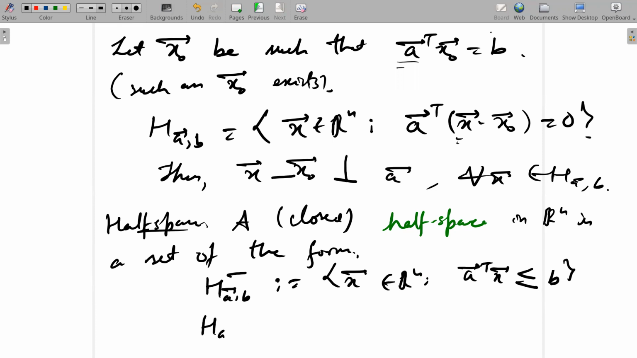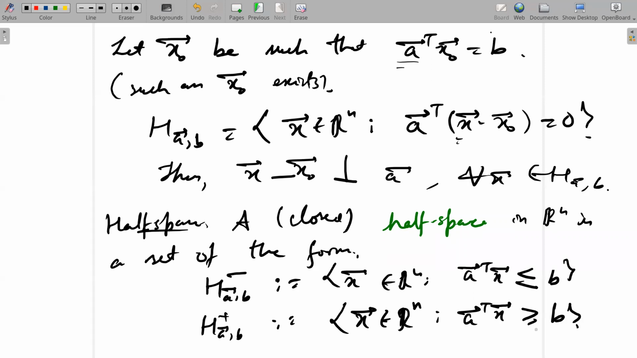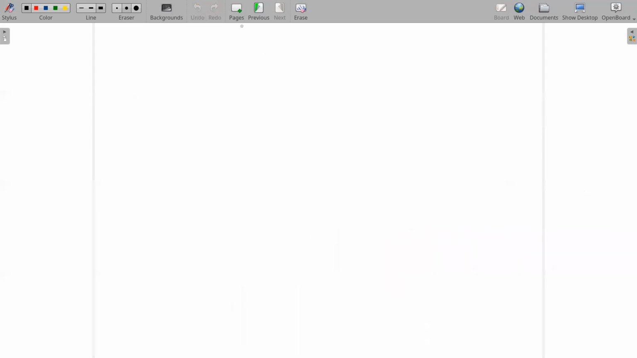And as you can guess, the other side is known as H plus, where A transpose x is bigger than or equal to B. And of course, the intersection of H minus and H plus, these both closed half spaces, is the hyperplane HAB. So what does that look like? So you have this hyperplane.